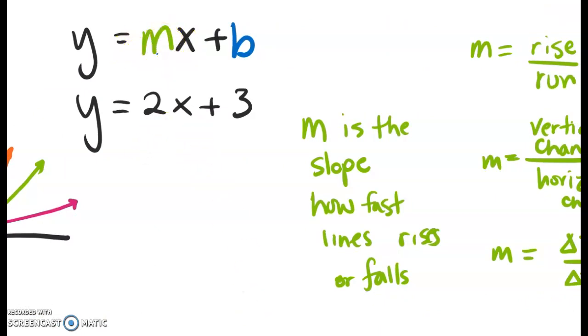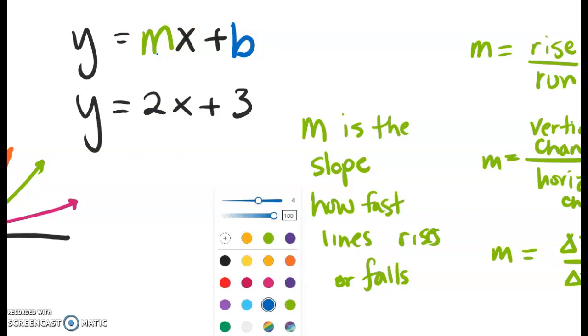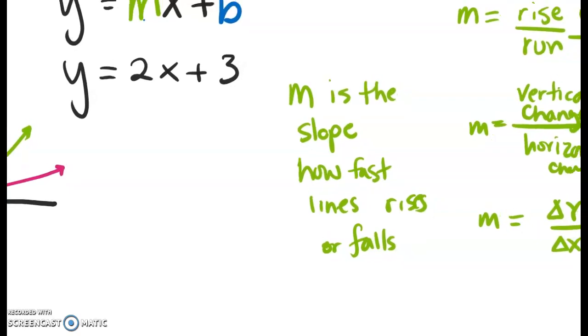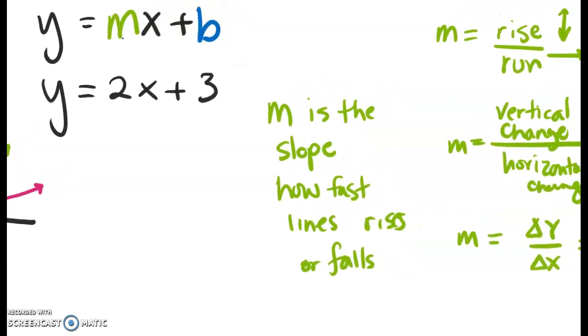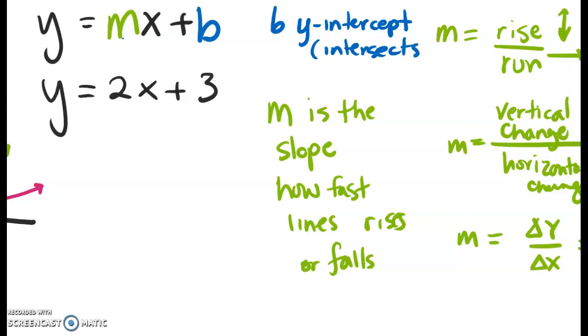And then what I have highlighted here in blue is called the y-intercept. So b stands for the y-intercept. The y-intercept is where the line crosses the y-axis, or intersects the y-axis. And you can write b as an ordered pair. The x would be 0, because to be on the y-axis you have to have x as 0, so (0, b).